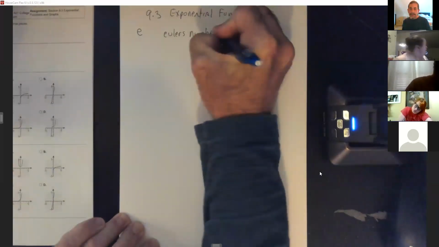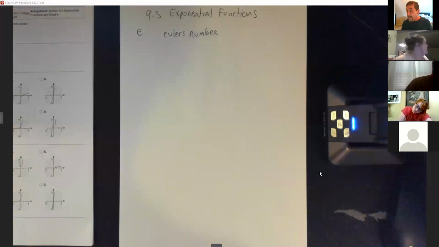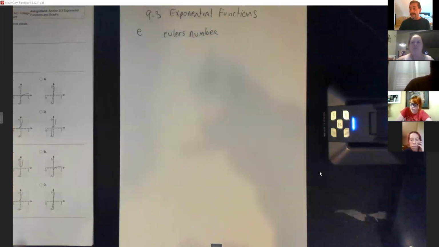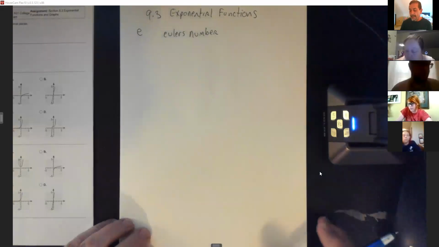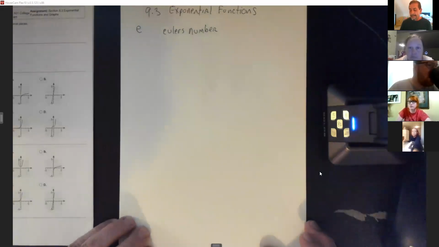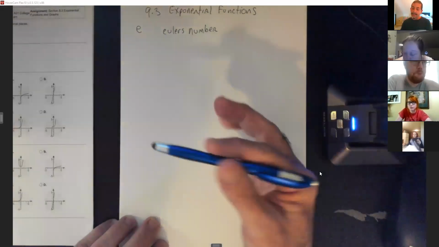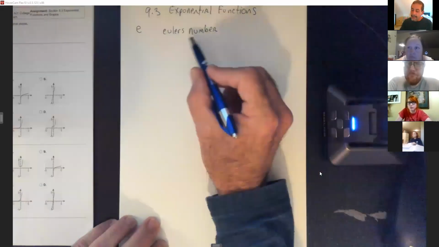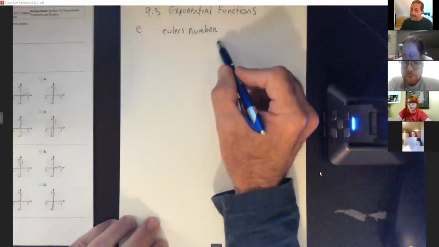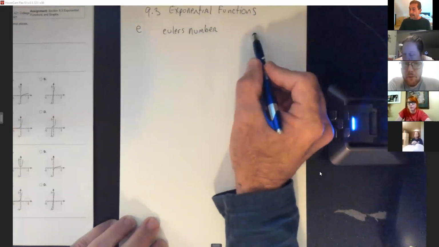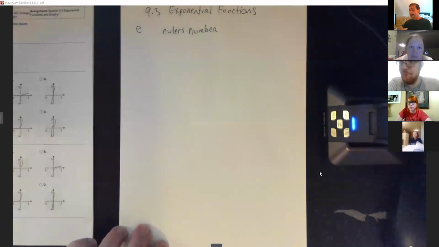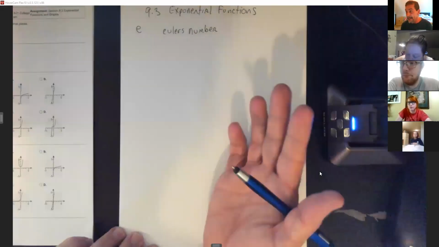Now, we're not going to go into the history of it. Some of y'all business people, y'all might get more into the history of it. But it's a number they came up with by doing growth from like interest rates and stuff. And it's like a horizontal asymptote that those graphs try to reach. So they will give you more information on that in your business classes.